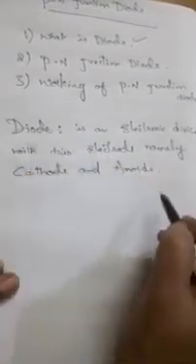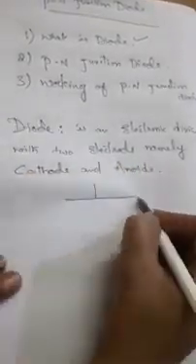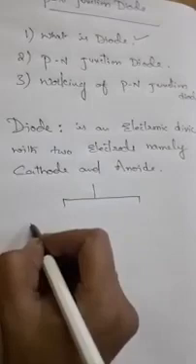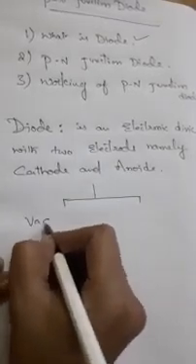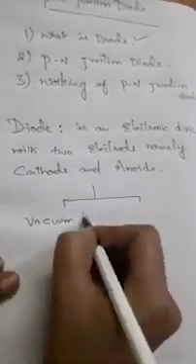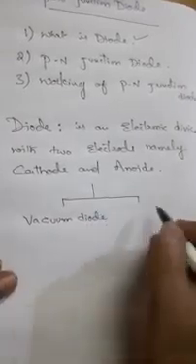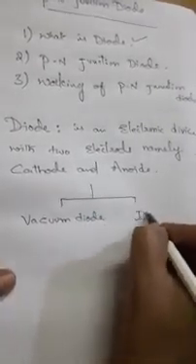These diodes are mainly classified into two types. The first one is vacuum diodes and the second one is junction diodes.